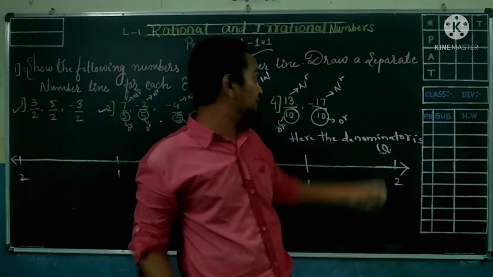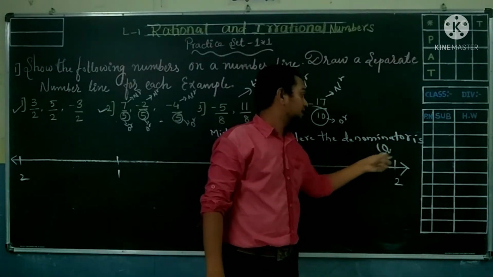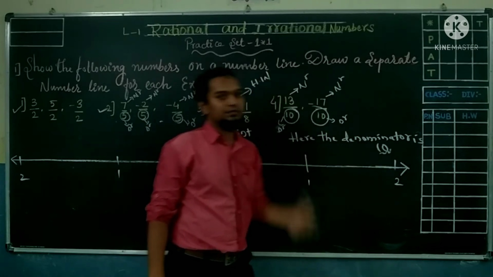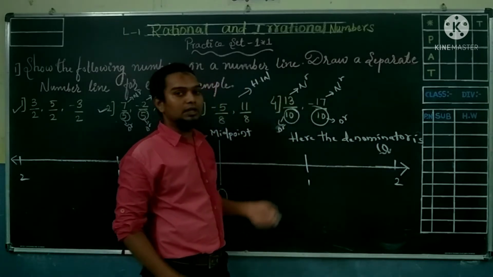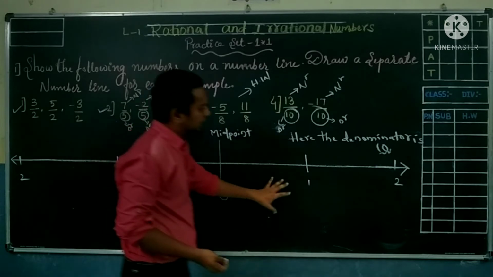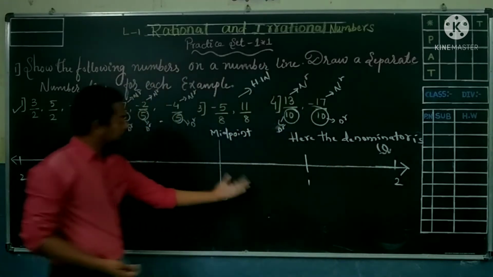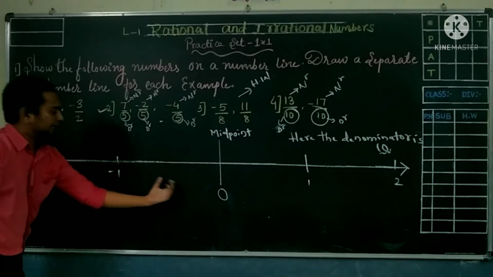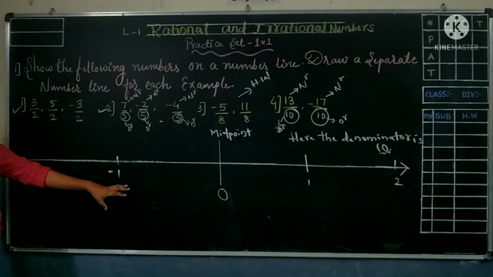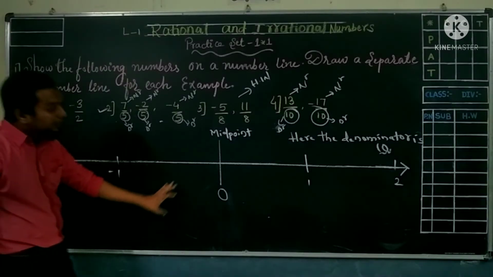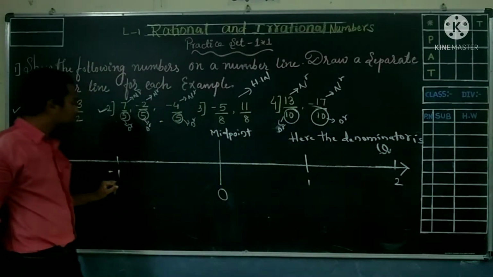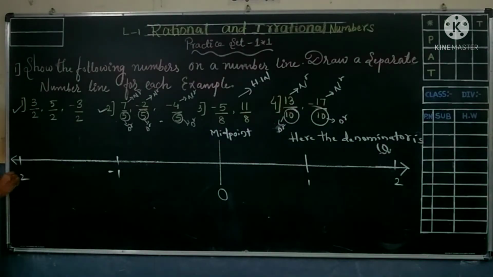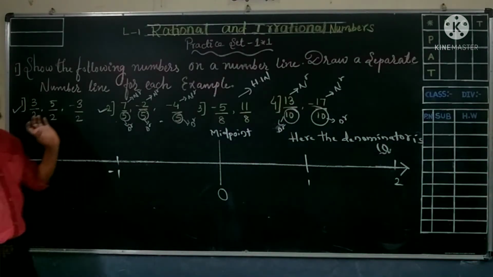That means, since the denominator is given as 10, the difference between two consecutive numbers is 10 units. 0 to 1 and 1 to 2 are also 10 units. On the left hand side also, 0 to minus 1 is 10 units, and minus 1 to minus 2 is also 10 units.